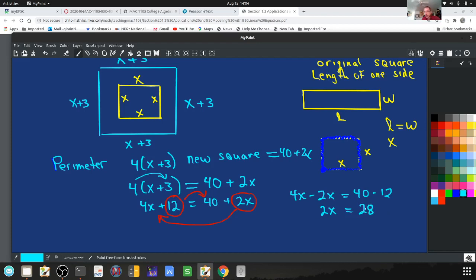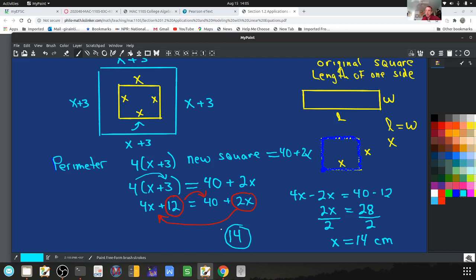So if 2 of something is equal to 28, I find out what one of that something is by dividing both sides by 2. And 2x divided by 2 leaves me a single x. And 28 divided by 2 is 14. And 14 is the length of the original square. So that length is given in centimeters. My math lab may want you to put in the centimeters, but it probably wants you to just enter some number in, like 14.